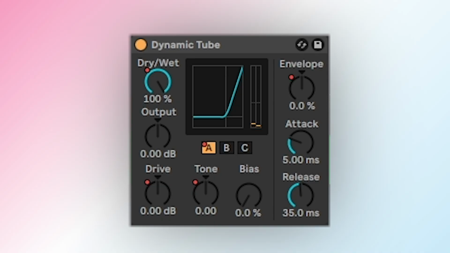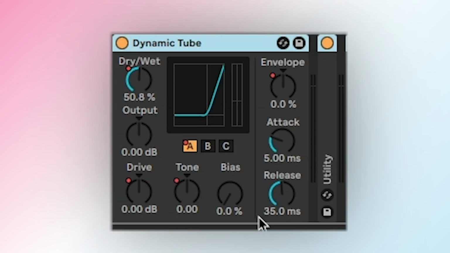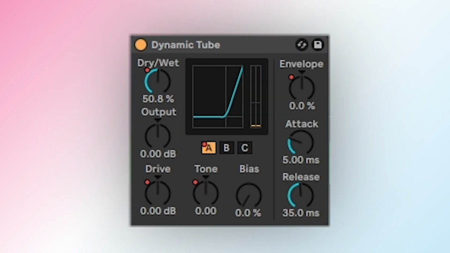Use it to add warmth and presence to vocals, enhance bass lines, punch up drum busses, or bring analog richness to synths. To get the most out of this effect, start subtle and experiment with parallel processing to blend clean and processed signals. Enable high-quality mode for smoother, high-frequency tones. Whether for subtle saturation or aggressive distortion, Dynamic Tube adapts to your creative needs.